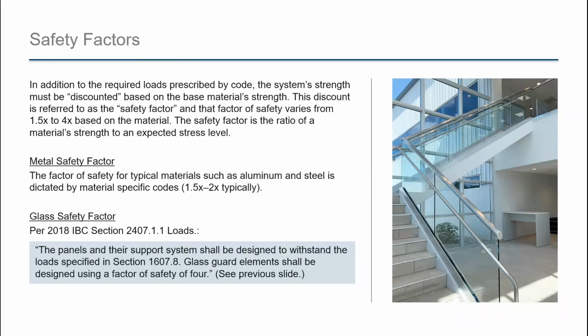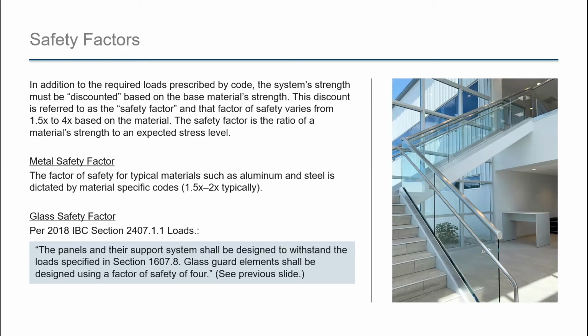This only applies to glass in a glass guard system, not other non-glass components, and that's sort of been the source of confusion in previous code versions. They've tried to clarify it here, as you can see below. When it mentions glass guard elements shall be designed using a factor of safety of 4, the intent is not to multiply design loads by 4 in testing or in analysis. And I only mention this because it's a common misinterpretation.